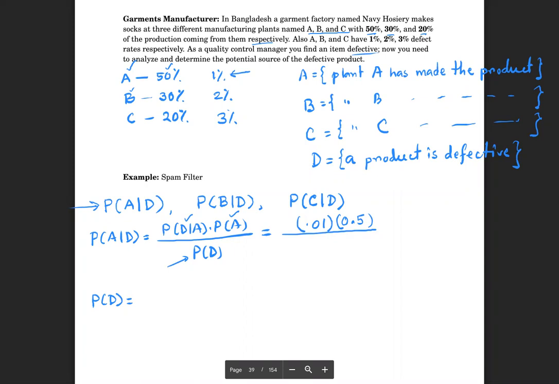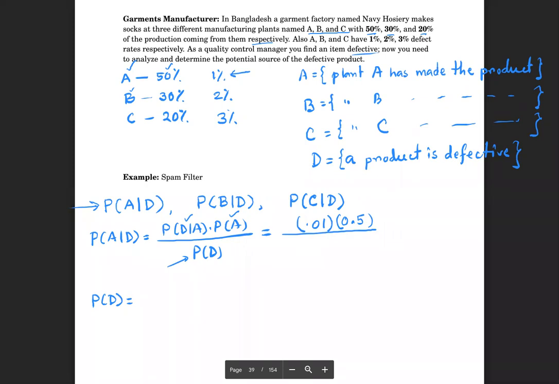If you have a defective product, it has to come from one of the 3 plants, because those are the only 3 plants that are producing these items. What items? Socks or t-shirts, whatever maybe. So it could be that the product is coming from plant A and defective, or it could be coming from plant B and it is defective, or it could be coming from plant C and it is defective. Probability of A or B or C.